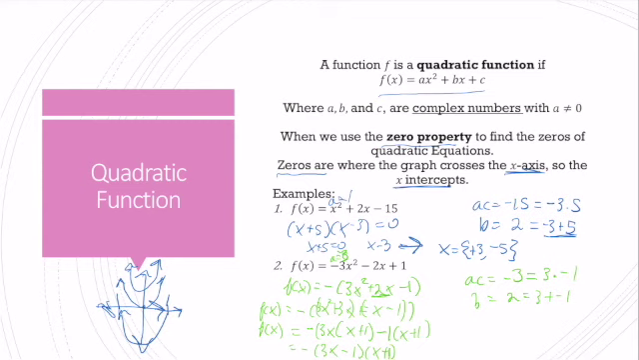I will set each of these equal to 0 and solve for my x's. So that gives me x is 1/3. X plus 1 gives me x is negative 1. So my x-intercepts are negative 1 and 1/3. Remember that you need to check these in your solution to determine if you have 2, 1, or no x-intercepts.